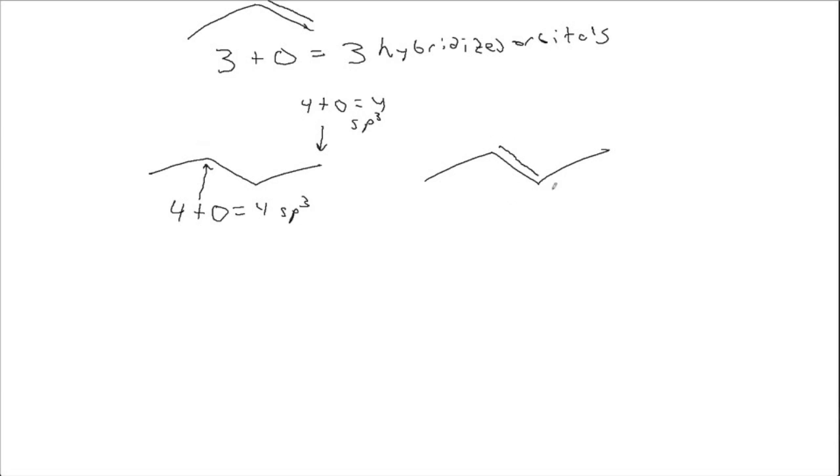What's the hybridization of this carbon? sp2. How many attached atoms? 3. And how many lone pairs? None. 3 hybridized orbitals means sp2. Very good.